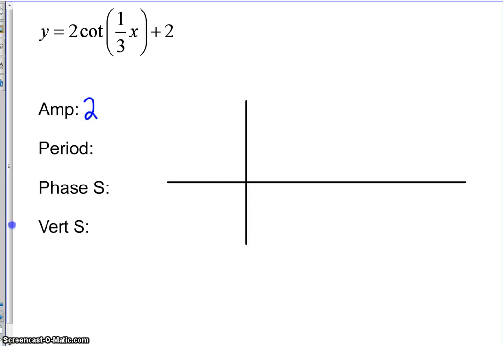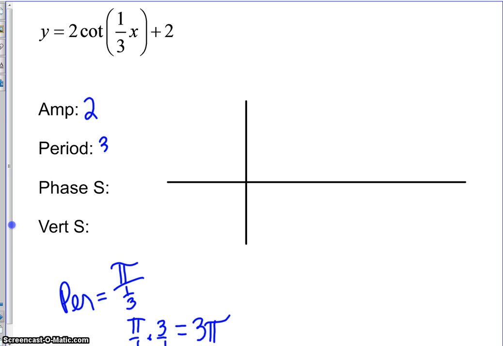The period. If you remember for the period, what we do is we take pi instead of 2 pi divided by my k, divided by 1/3. That would be the same thing as pi over 1 times 3 over 1. So my period is 3 pi, and we'll deal with that here in a minute. And my phase shift is the left or the right. There is no phase shift, so we can put none here. But there is a vertical shift of 2.